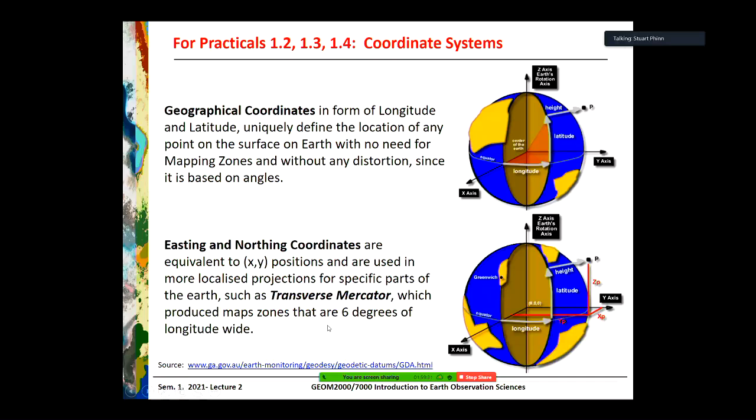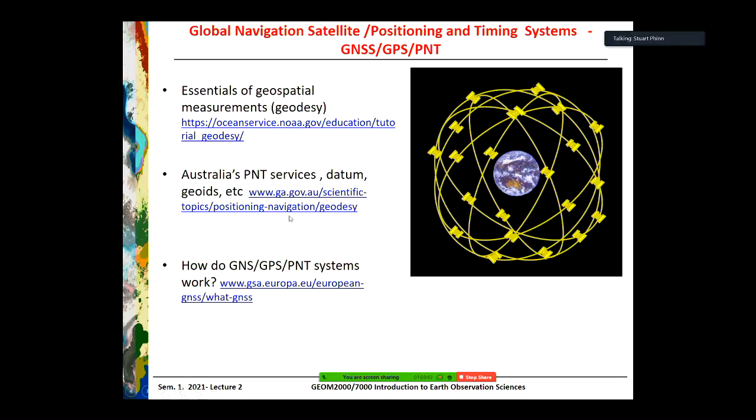Coordinates, I mentioned those before. So that's latitude and longitude. Remember, latitude's north or south of the equator, longitude's east or west of the meridian. Eastings and northings are the equivalent to that, but you tend to use eastings and northings for much smaller area mapping as well. We are going to talk about position measurement systems and all the different acronyms that go with it. So GNSS is Global Navigation Satellite Systems. GPS came from the US Department of Defense's Global Positioning System. They're also referred to as Position, Navigation and Timing systems.